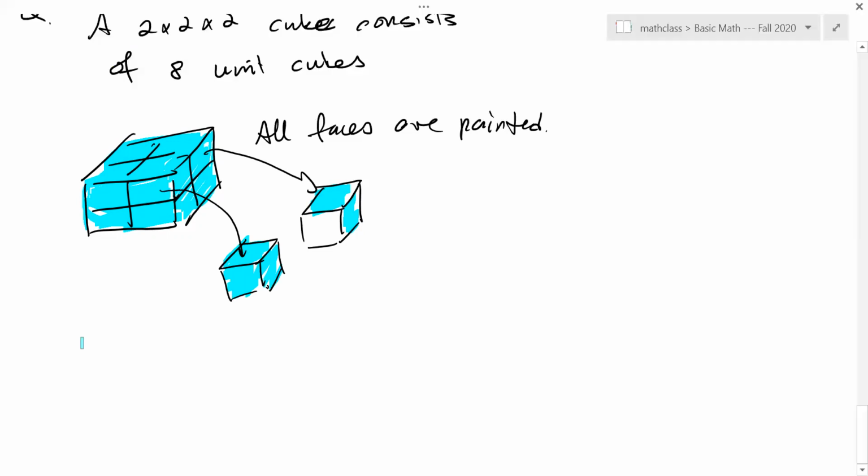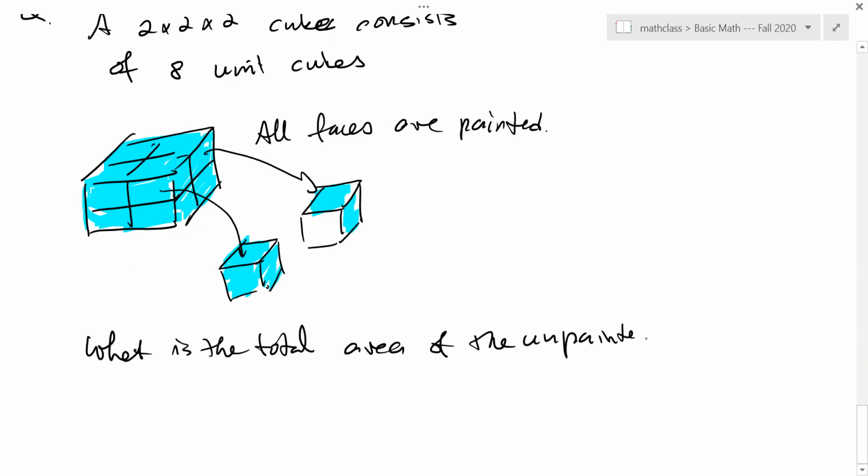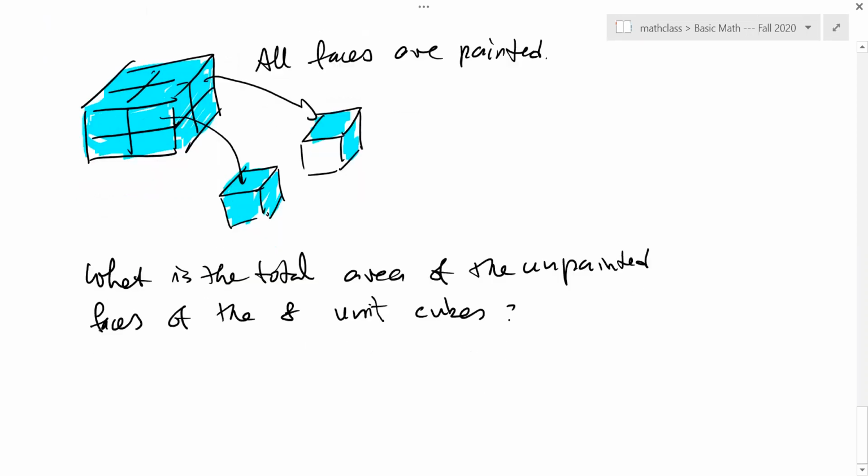My question is, what is the total area of the unpainted faces of the 8 unit cubes? Any of these unit cubes has at least a couple of faces that are not painted. Can you collect them and find the total area?